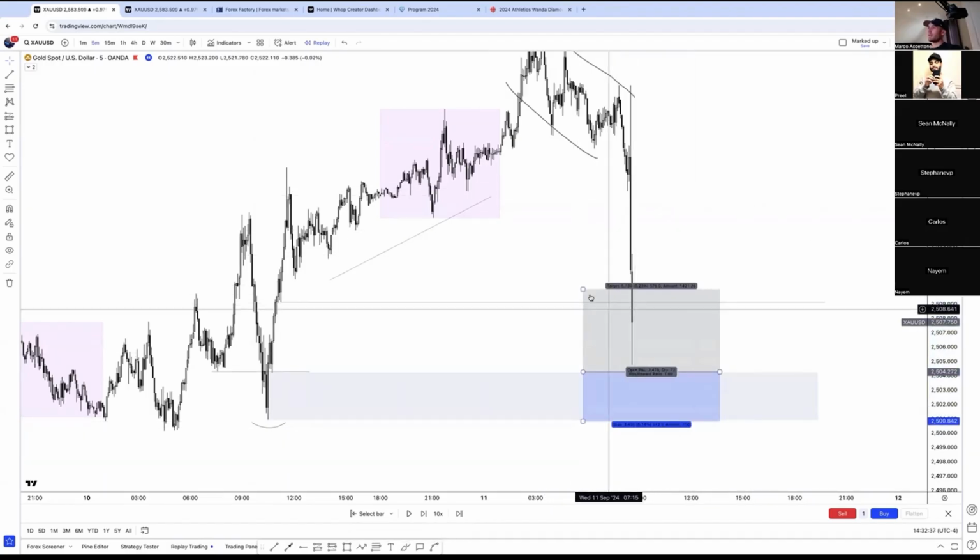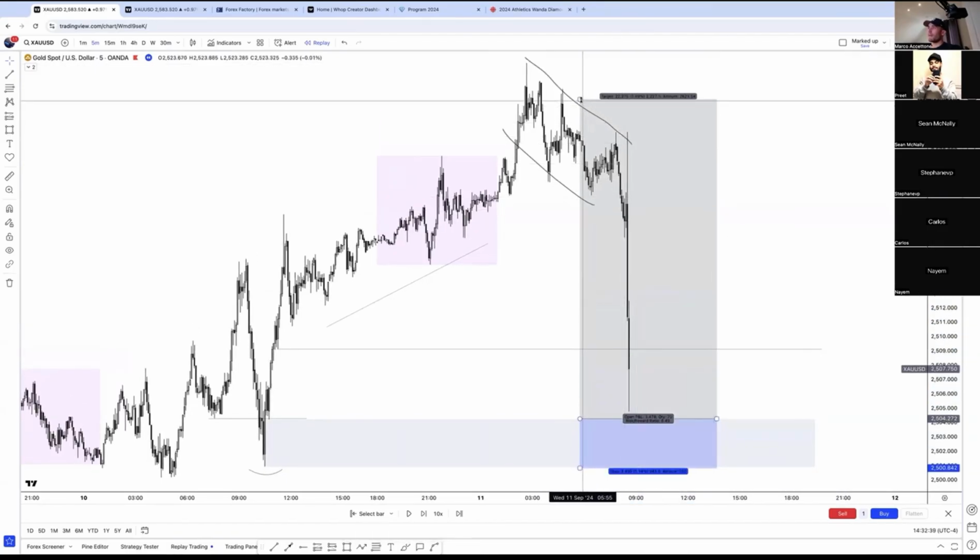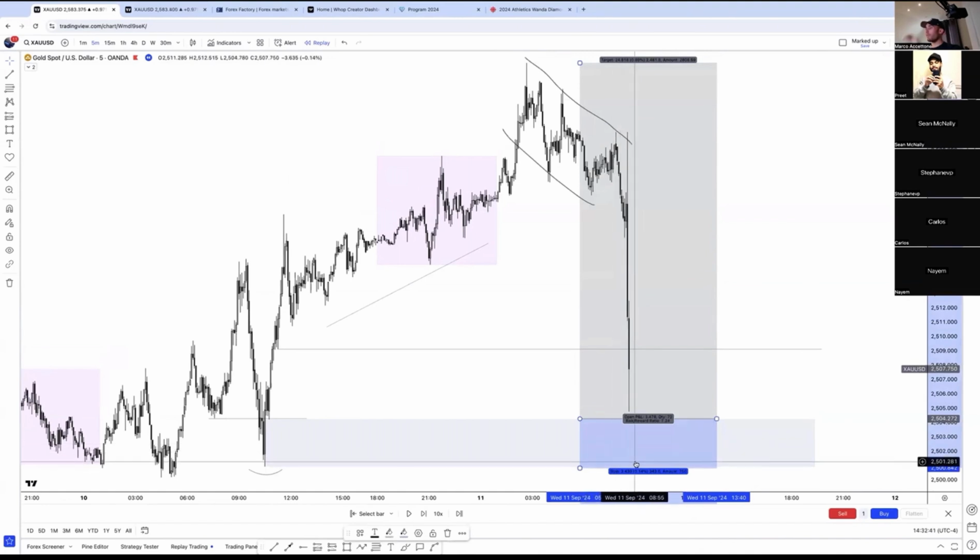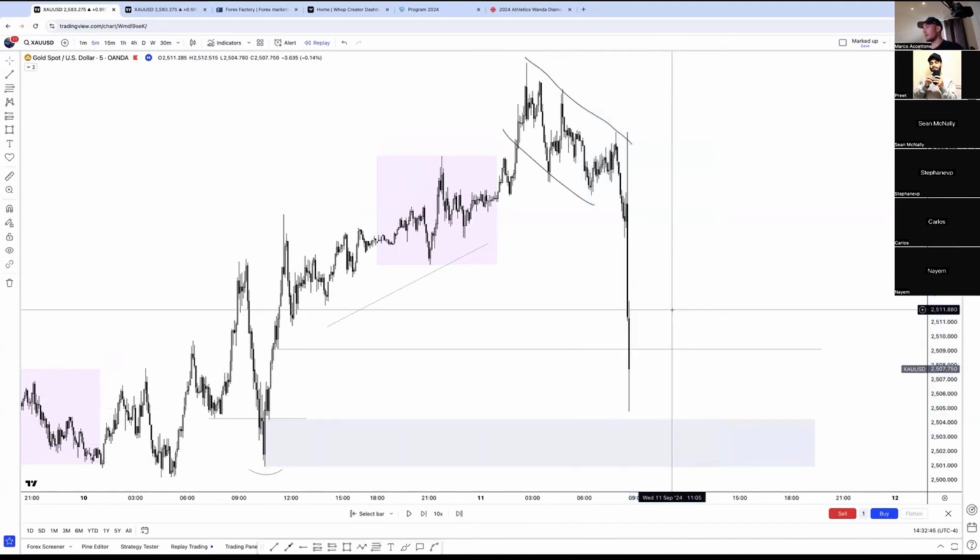And we're going to be targeting the highs. So we're risking about 35 pips to gain about 250. It's around a 1 to 7, give or take where you get tagged in at.